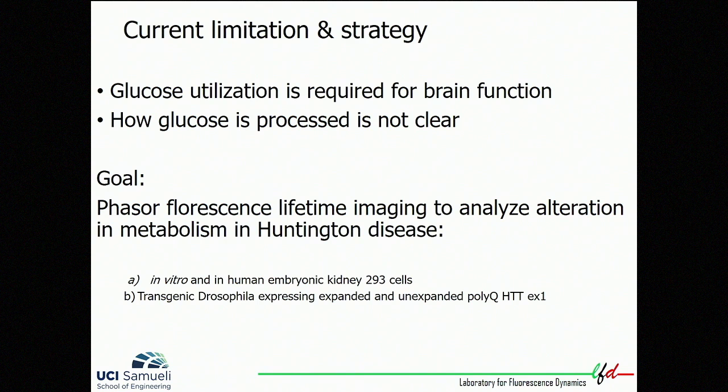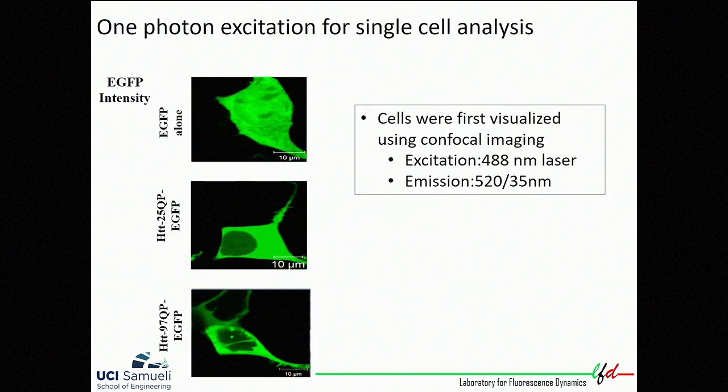to look at the disease model in Huntington's disease. And we used two different approaches. One is an in vitro model using human embryonic kidney cells, and the other is a transgenic Drosophila with expanded and unexpanded polyQ HTT exon 1. So the first thing to do was to express the Huntington protein. Here we have just the GFP alone. Here's the normal wild-type Huntington protein, which has a length of 25 repeats. And here we have the 97 polyQ repeat.